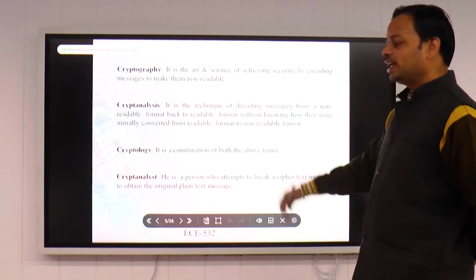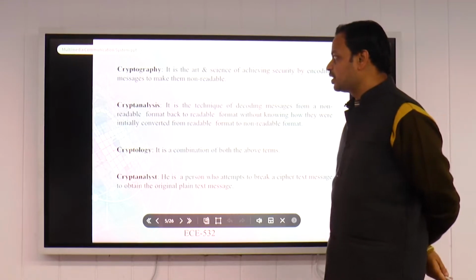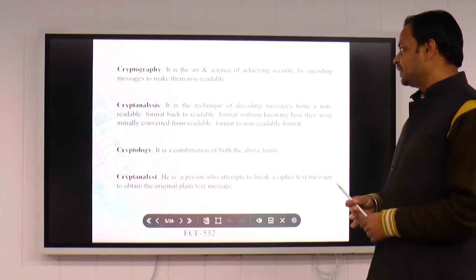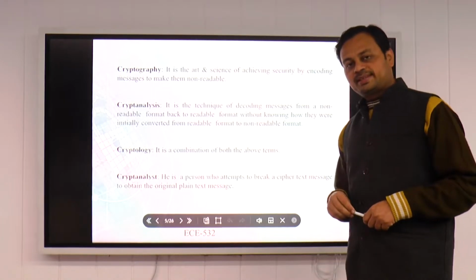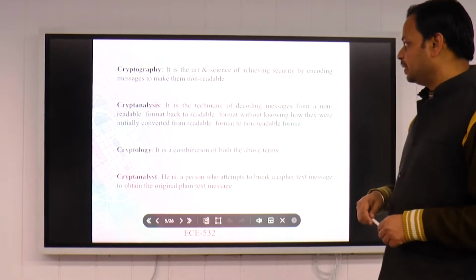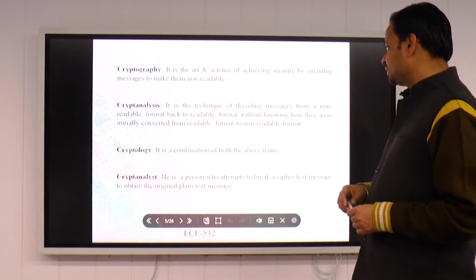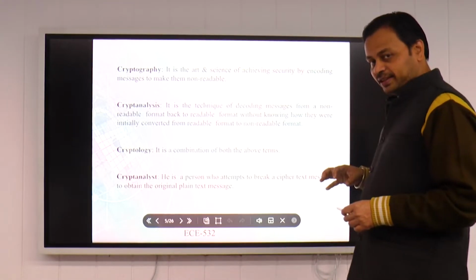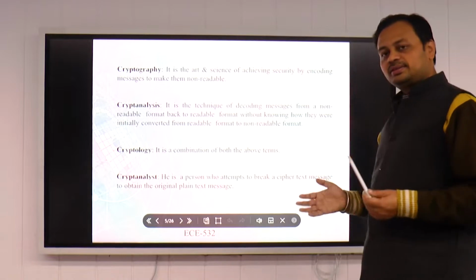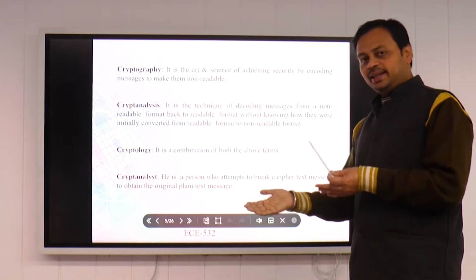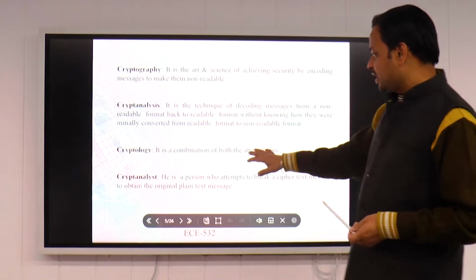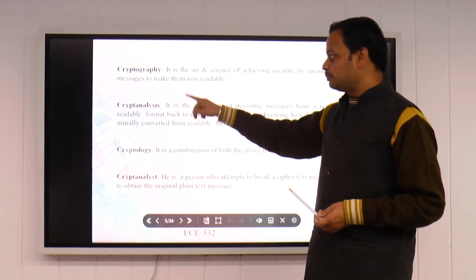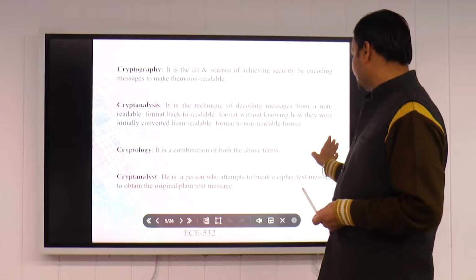Now the technique employed for network security is cryptography, which, as I said, is an art and science to secure or encode our messages to make them non-readable. Now cryptanalysis is a technique to decode the message back. See, encoding is done at the sender side, decoding is done at the receiver side. So cryptology is a combination of the above two terms, cryptography and cryptanalysis.